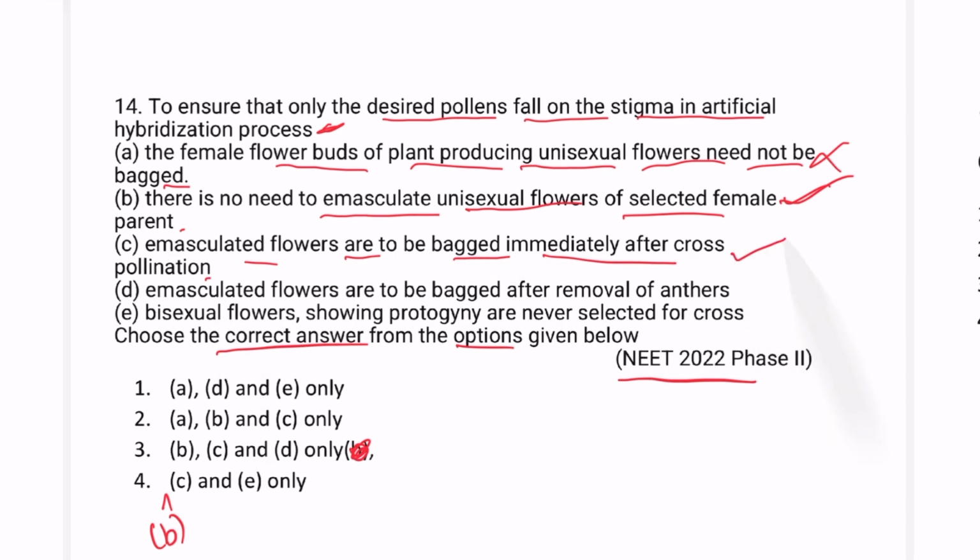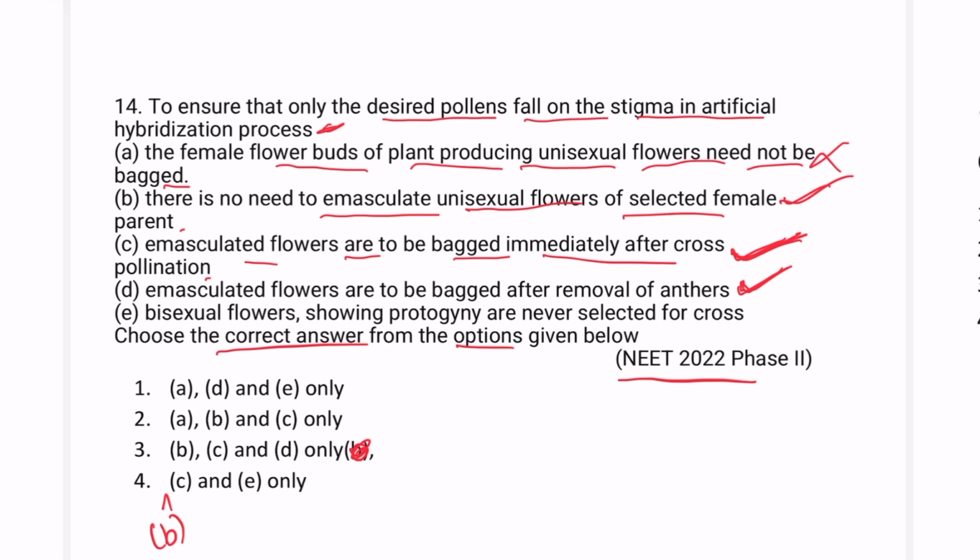Yes, after cross pollination, emasculated flowers must again be bagged, and the process we call rebagging. This has to be done to ensure that unwanted pollen is not landing on the stigma. So this is also the right statement. Emasculated flowers are to be bagged after the removal of anthers. Yes, soon after the emasculation, the flowers must be bagged to prevent unwanted pollen contamination. This is also the right statement.